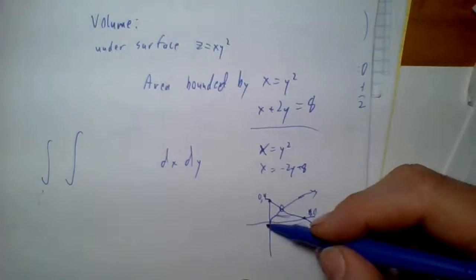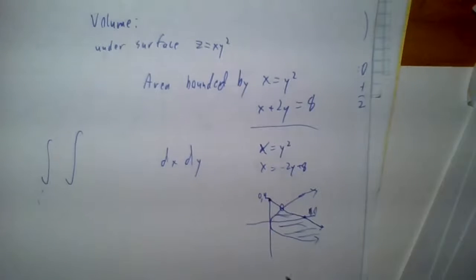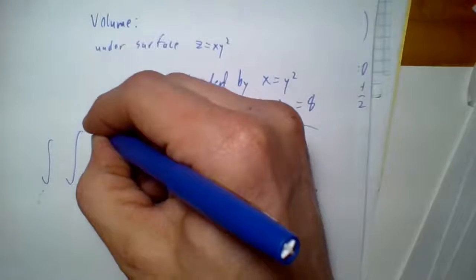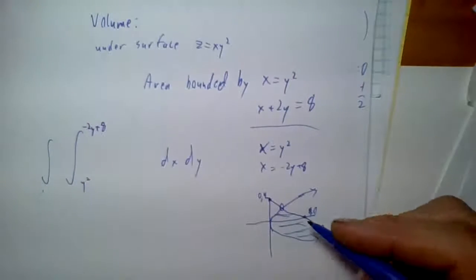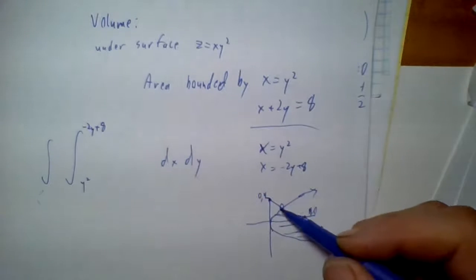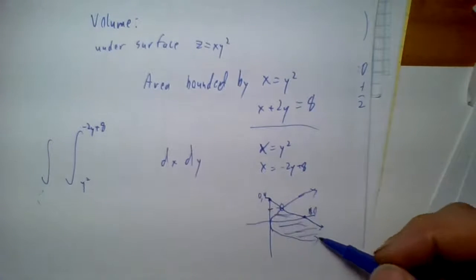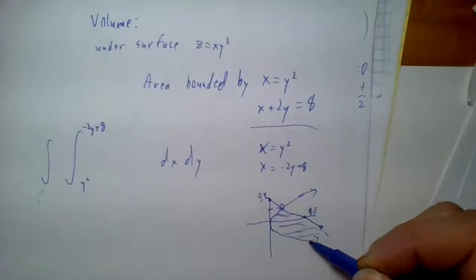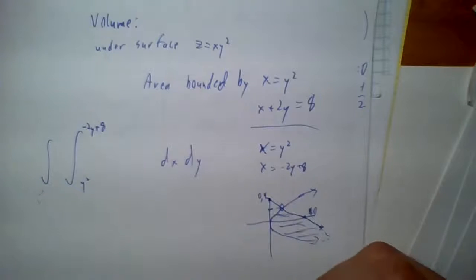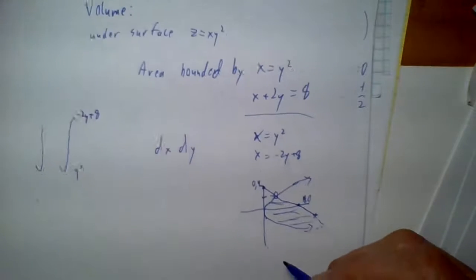So left and right are more obvious on the picture. The parabola is the left side and the line is the right side. So I can tell I'm going from y squared to negative 2y plus 8. I'll put those in, and then I got to think about what values of y I need to cover on this. I need the actual y value where they intersect. The two y values where they intersect. Those are the numbers that I need for here. So I got to find points of intersection. That's part of the process here.